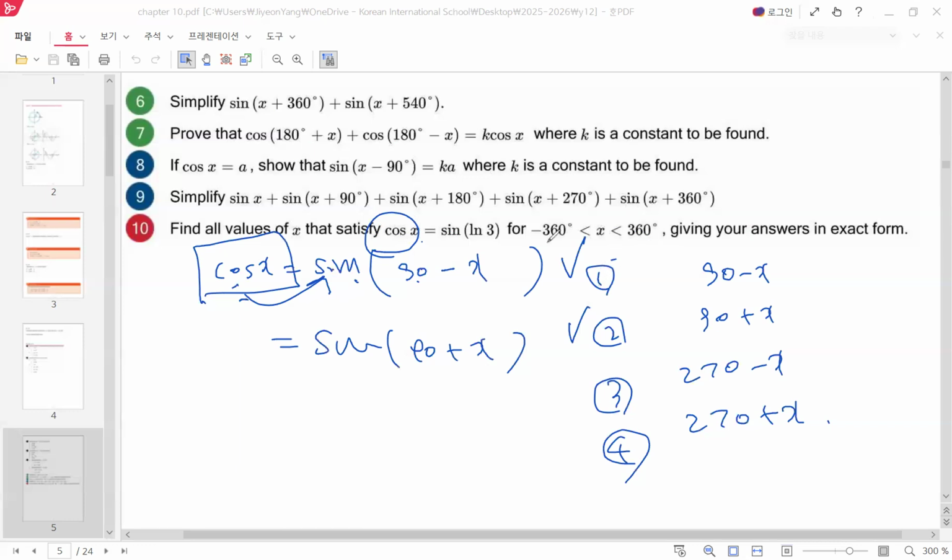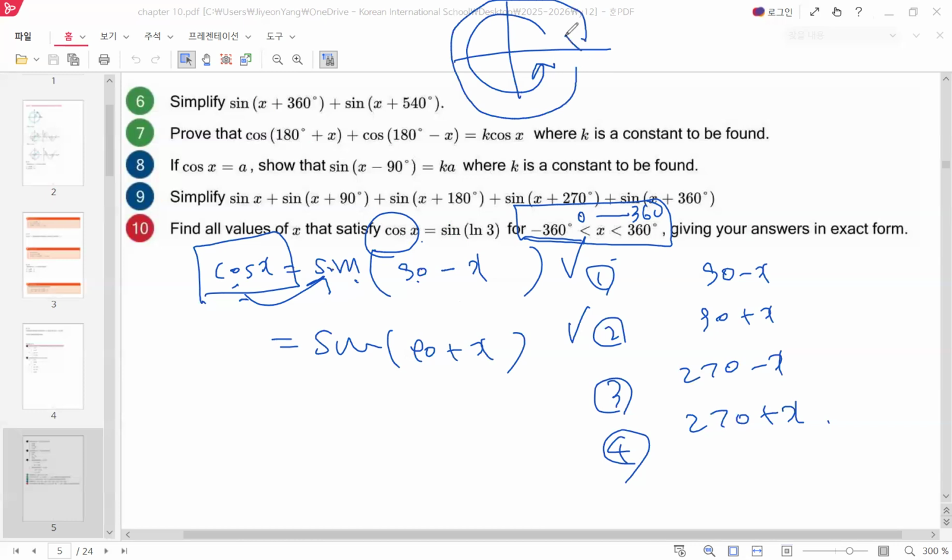Okay? So, however, this one, negative 360 to 360, how many periods does it contain? 2 periods, because 0 to 360 is one full turn in this direction, right? And then negative 360 to 0 means the other way around, one full turn. And then, students, this is tricky. Wait for a second.